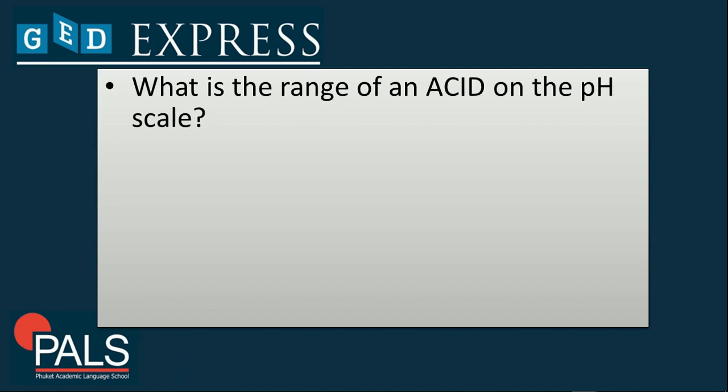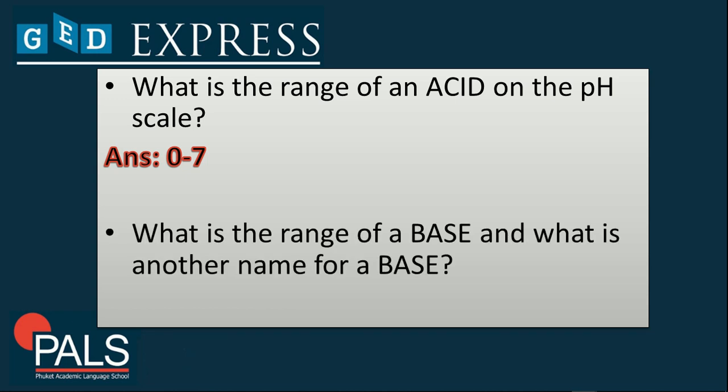Now, what is the range of an acid on the pH scale? You're right, that would be from 0 to 7. How about the range of a base? And what is another name for a base? That would be 7 to 14, and another name for that would be alkaline.